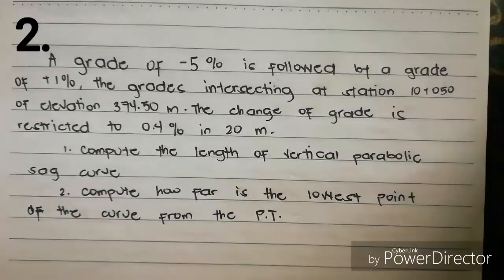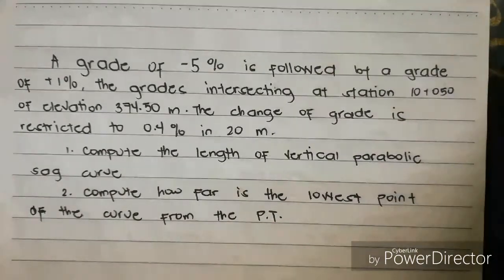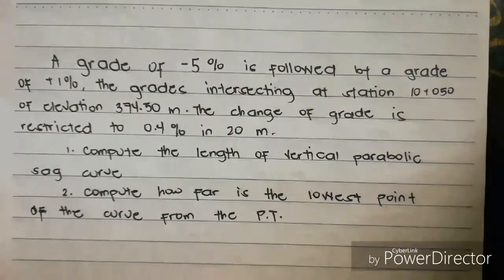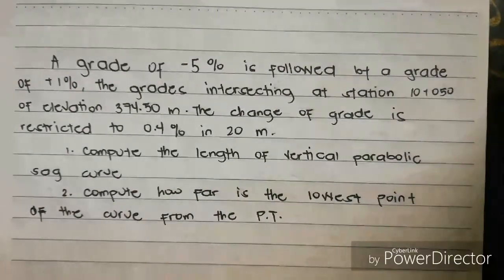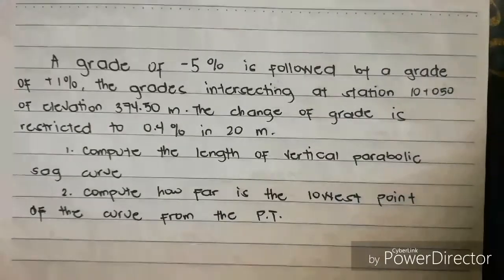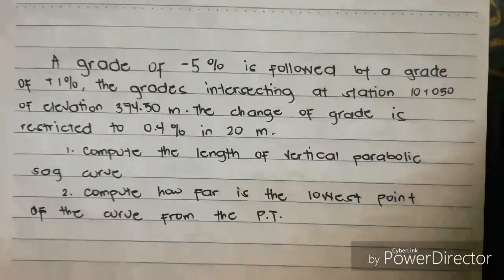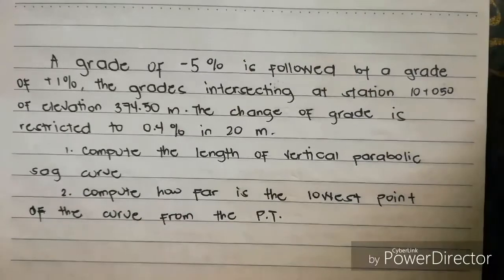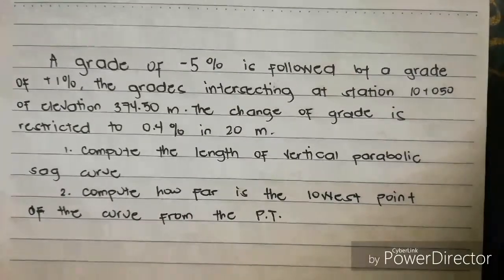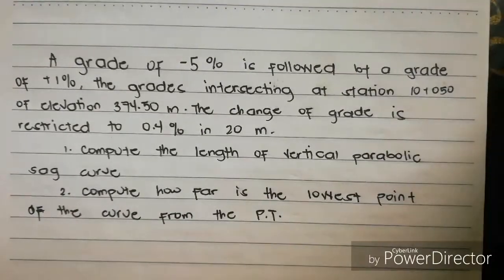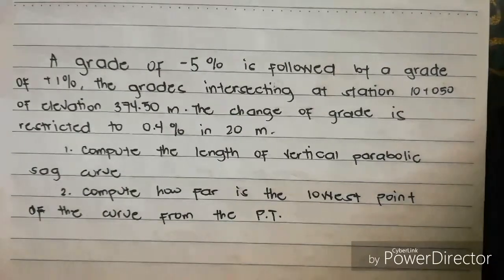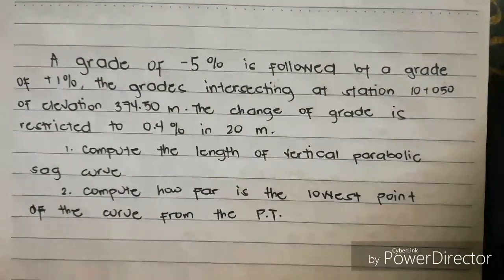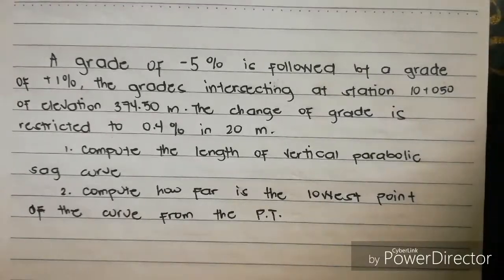A grade of negative 5% is followed by a grade of 1%. The grades intersect at station 10 plus 50 of elevation 374.50 meters. The change of grade is restricted to 0.4% in 20 meters. Compute the length of vertical parabolic sag curve. Compute how far is the lowest point of the curve from the PT.